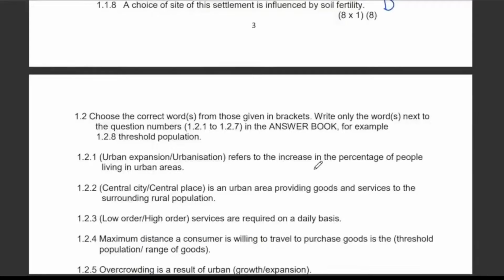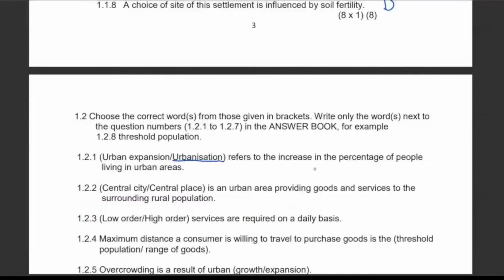Right, if you're checking number 1.2.1, it is saying urban expansion or urbanization refers to the increase in the percentage of people living in urban areas. Our correct response is urbanization. The increase in the percentage of people living in urban areas is urbanization. Urban expansion, this is the physical growth of the urban area. When the urban area is physically growing, is expanding, we have more buildings being introduced to the urban area. The space coverage of the urban area is expanding. That is urban expansion. So correct response is urbanization.